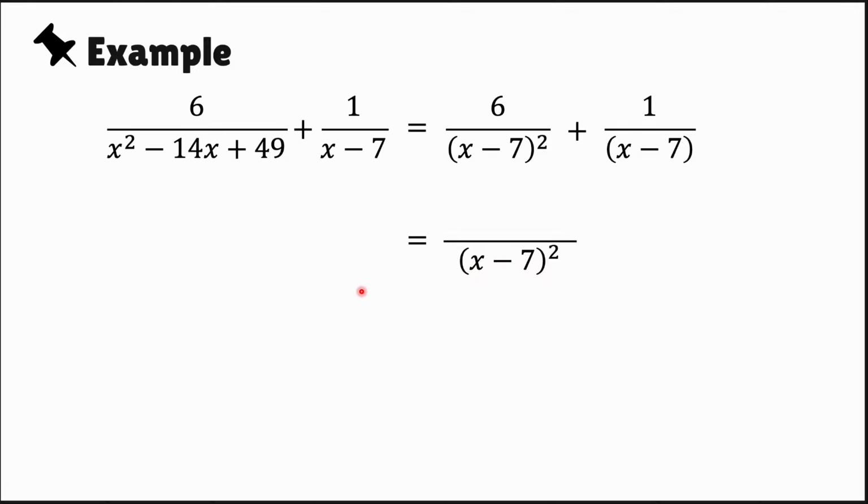So this denominator divided by the first denominator, that's just 1 times 6, you have 6. This denominator divided by the second denominator, we still have the x minus 7 times 1, that is just x minus 7. Then we simplify. We can combine the constants. 6 and negative 7, that will give you negative 1. Therefore, the final answer is x minus 1 all over x minus 7 quantity squared.